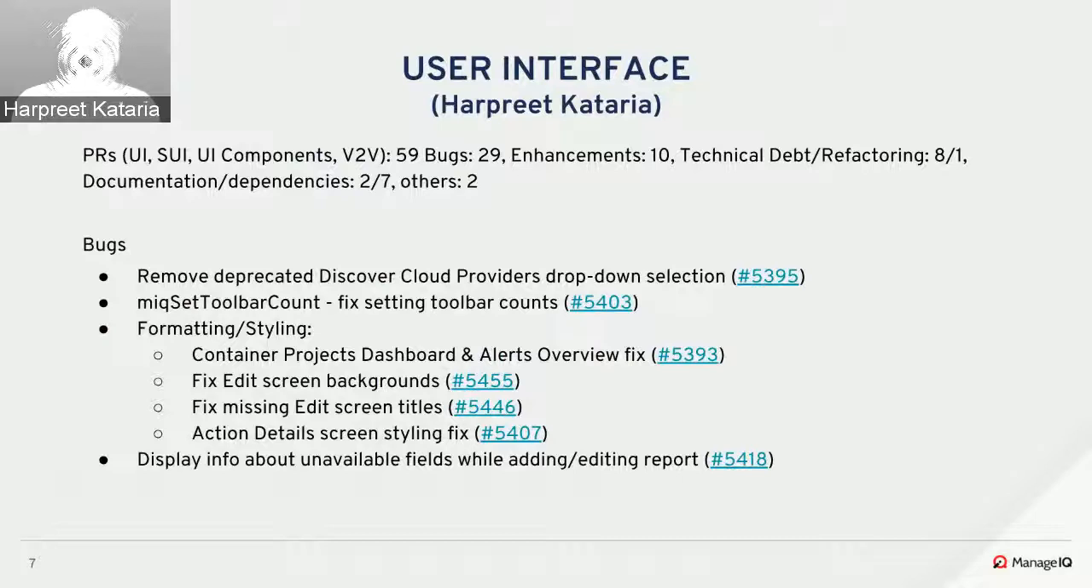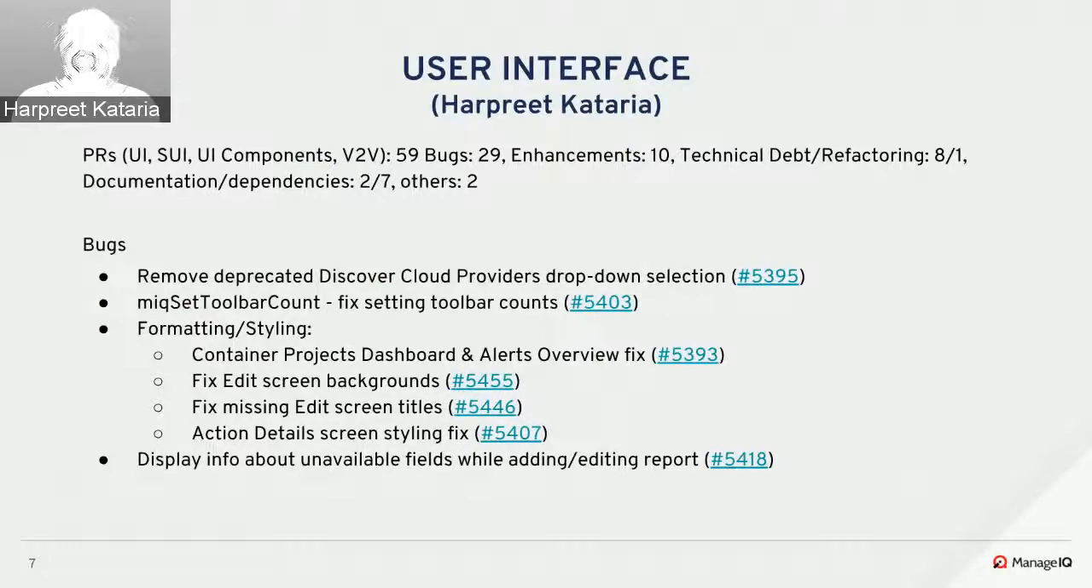I have some of the main highlights here for the bug fixes. So the deprecated Discover Cloud Providers option was removed from the UI. I think the backend was removed in the previous sprint. A fix was made to the code that disables toolbar buttons depending upon the count of items selected in the list to fix an issue with the compare of VMs in genealogy tree.